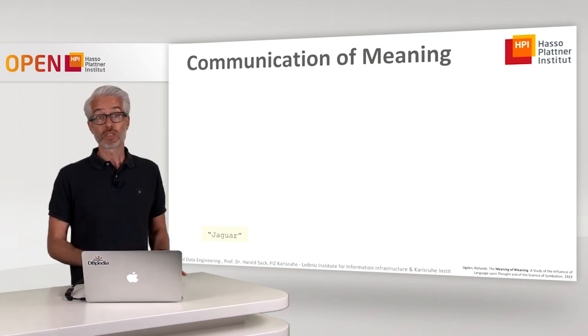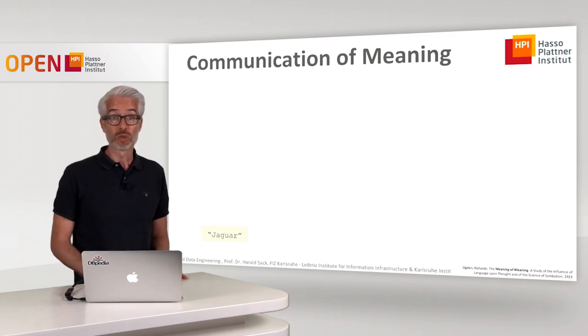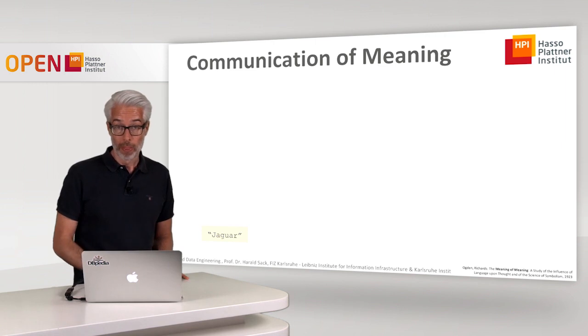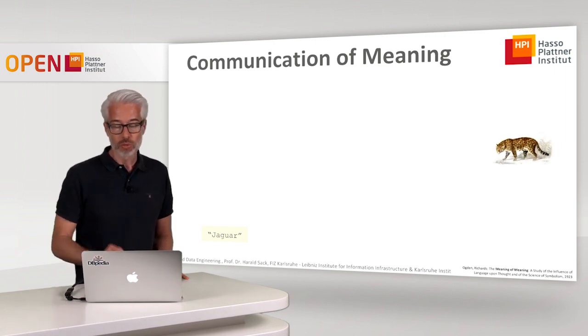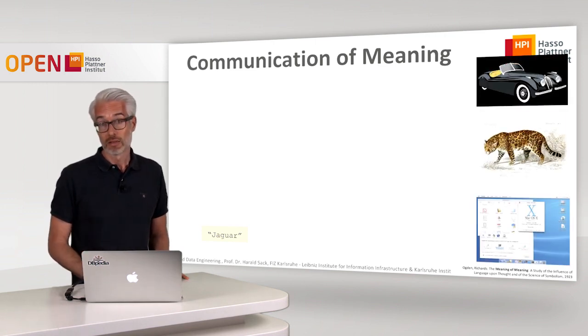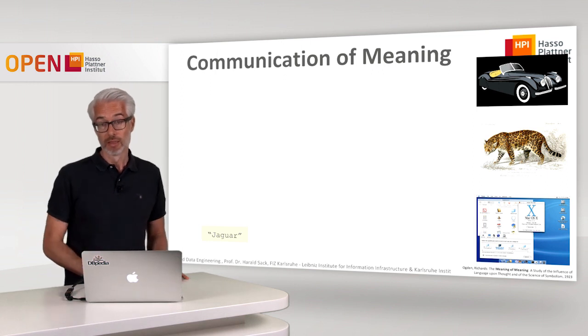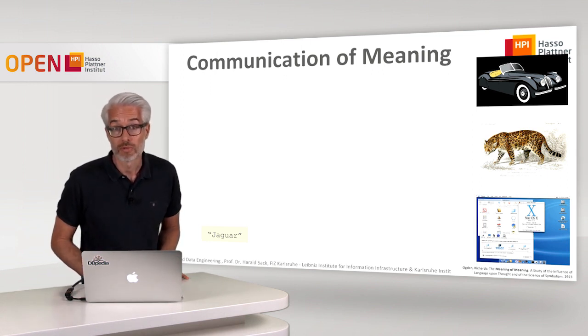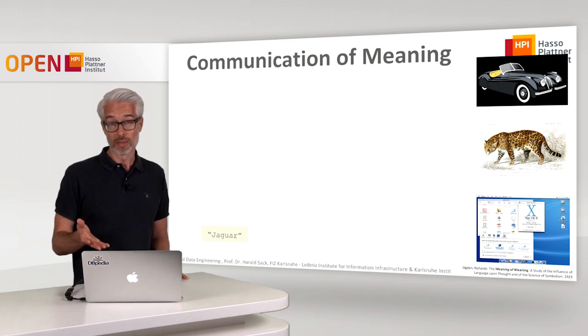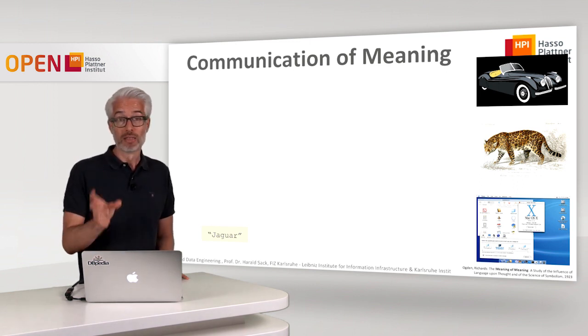So let's imagine we have a message which says Jaguar. Usually you would think of a cat, or maybe a car, or maybe of this operating system. The question is only which of them do you mean? You can't make it out from only this one single word.